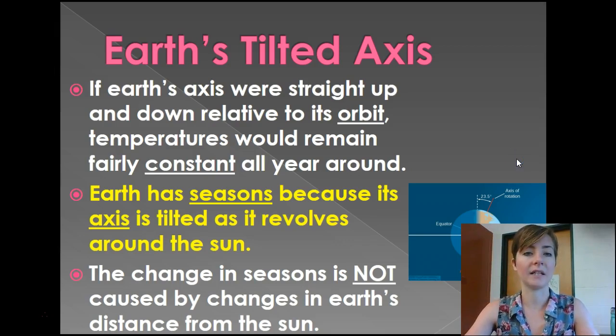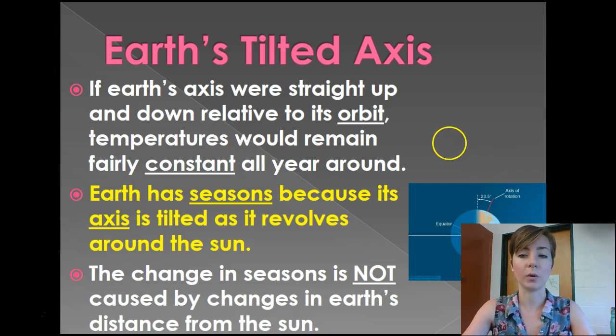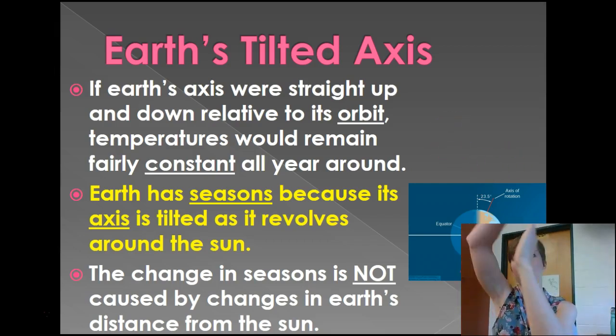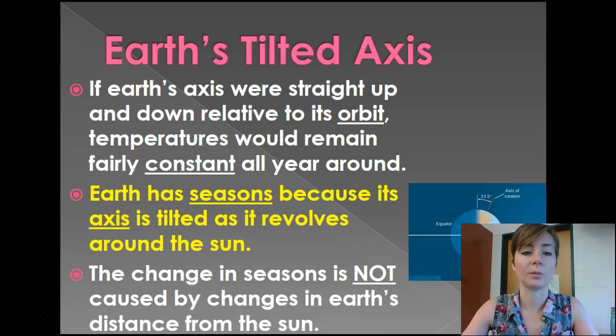So, Earth's tilted axis. If Earth's axis were straight up and down relative to its orbit, just orbiting around that, temperatures would remain pretty much the same all year round. So it would be like having some spring or fall all the time. But Earth has seasons because its axis is tilted a little bit as it revolves around the sun.